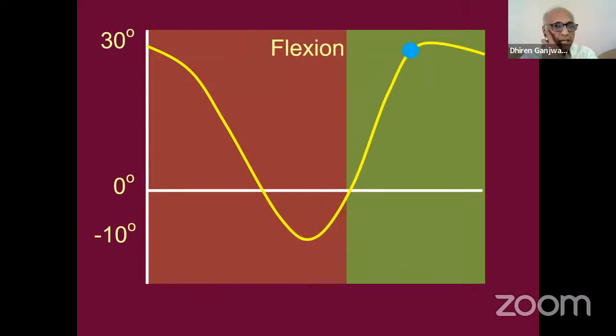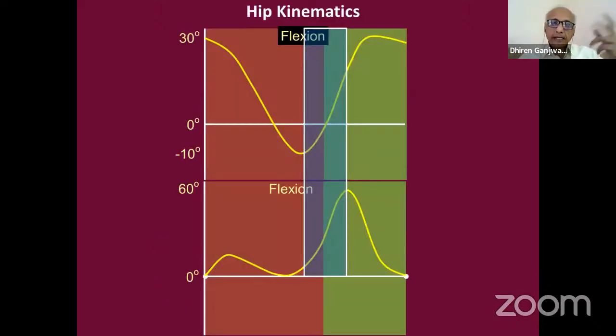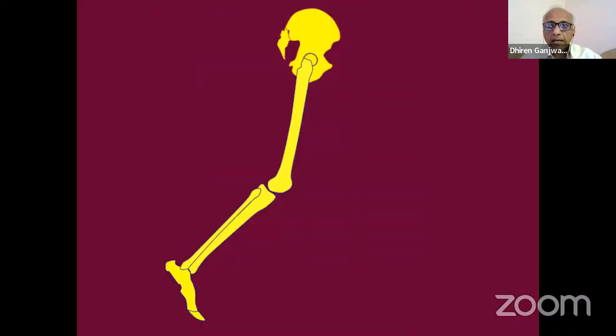So the question is which muscles actually work to produce this flexion. And we all know that it's the iliopsoas, working concentrically to produce this flexion. Again, what we saw in the knee joint, we are seeing at the hip joint: at this particular part, the knee is flexing and the hip is extending. And sorry, the hip is also flexing.